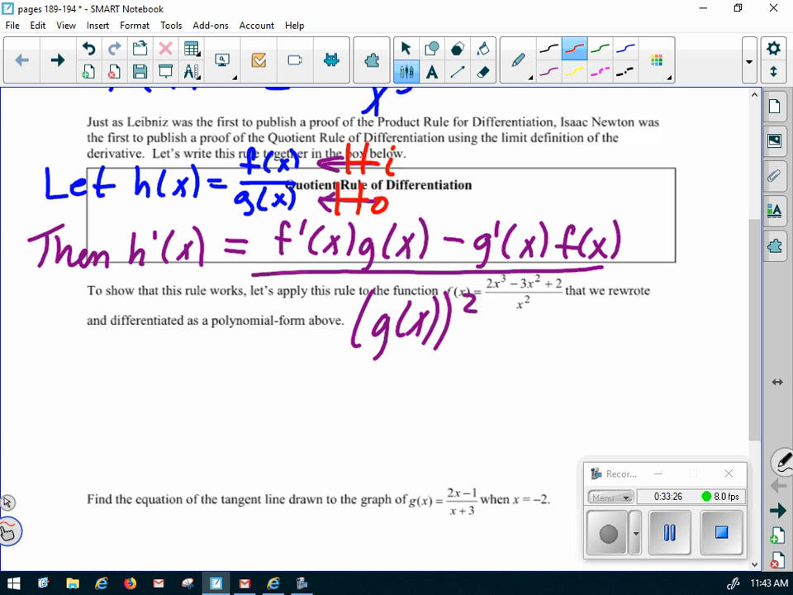Look. Ho d hi minus hi d ho over ho ho. But the way I remember it is the derivative of the top times the bottom minus the derivative of the bottom times the top over the bottom squared.